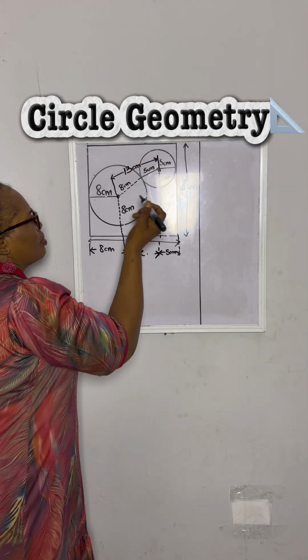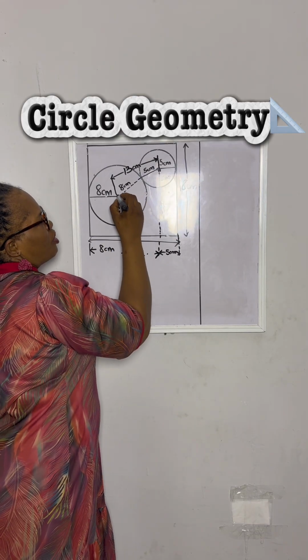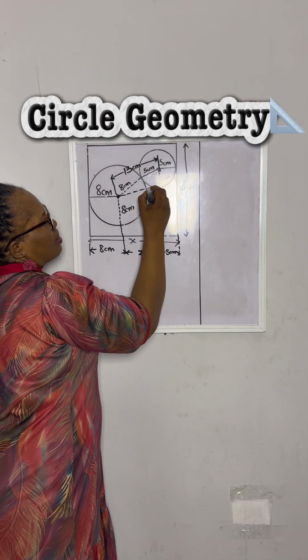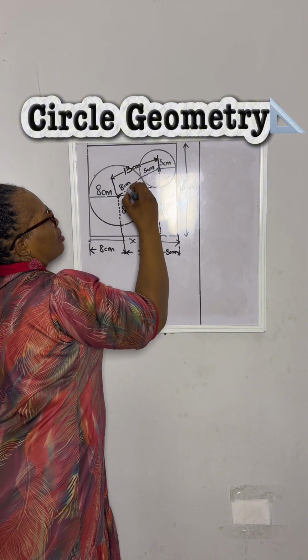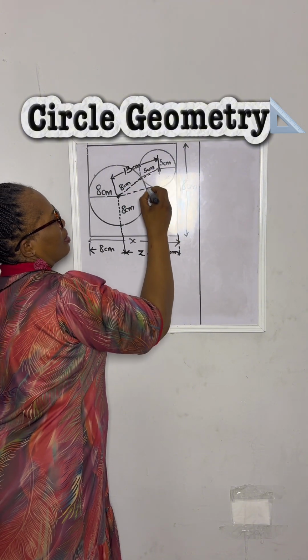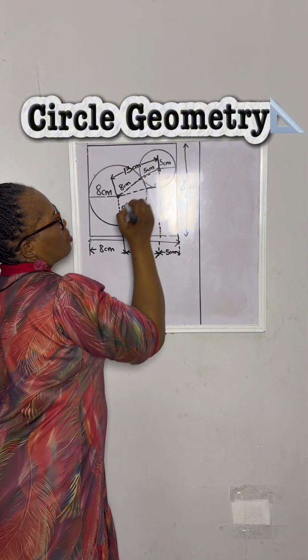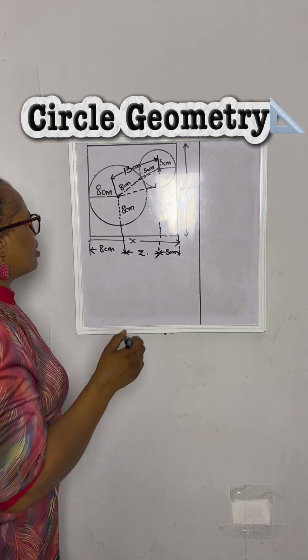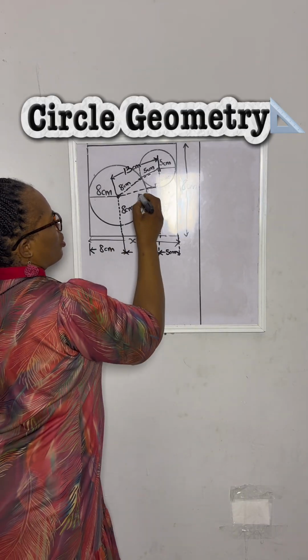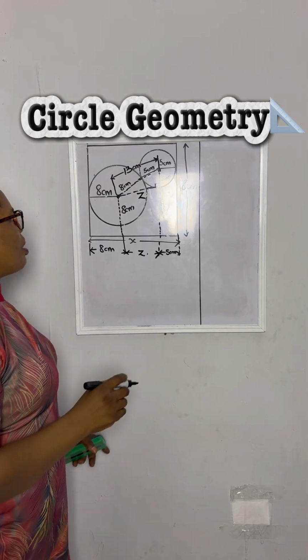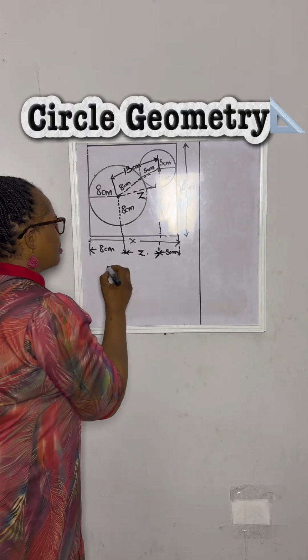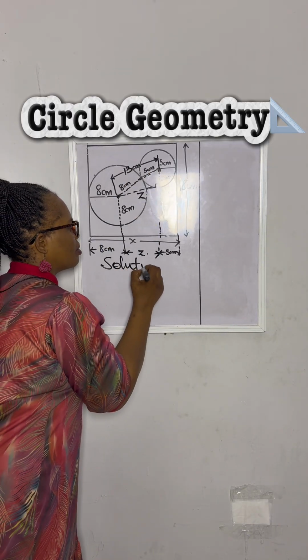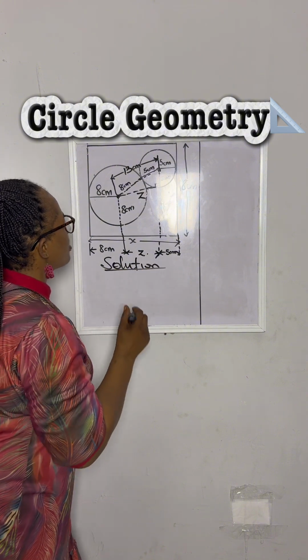Now, if I draw a line here, okay, it forms a right-angled triangle, isn't it? So it is corresponding with my Z. Let me bring out the shape inscribed here. And let's see what it looks like.